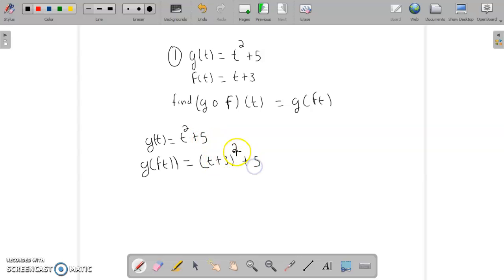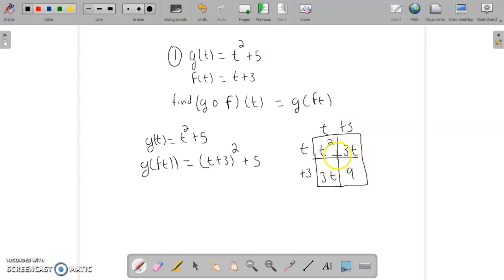So now, if you notice this, we've done this before. This is the box method. That's where you're going to multiply this twice. So here's the box method, which is T plus 3, T plus 3. T times T, that's T squared. T times 3, that's 3T. 3 times T, once again, is 3T. 3 times 3 is 9.